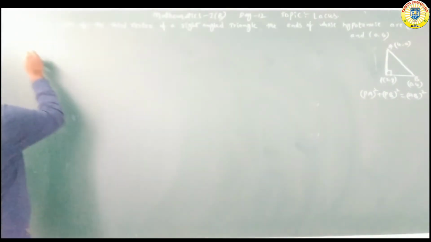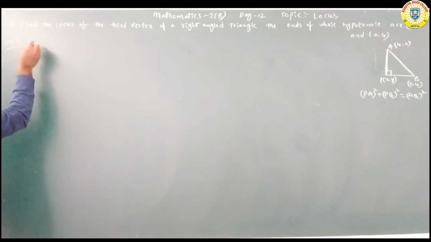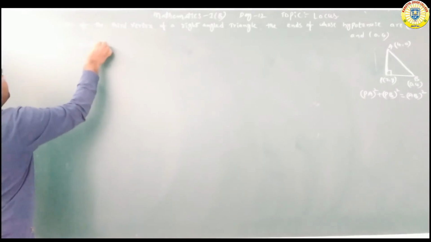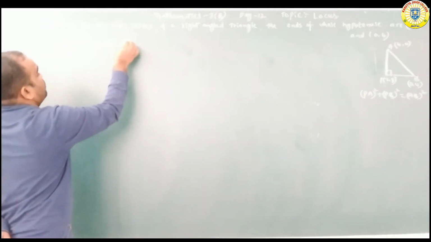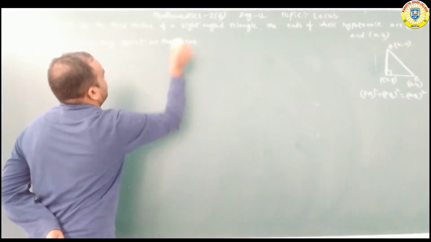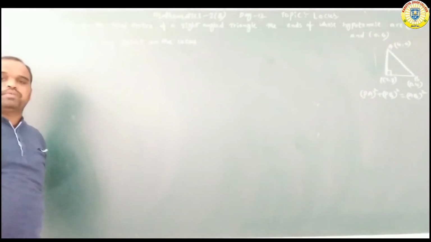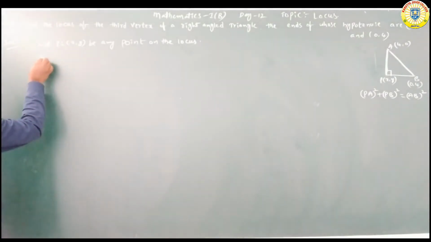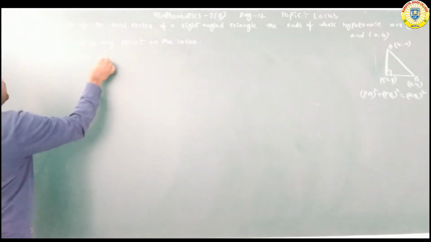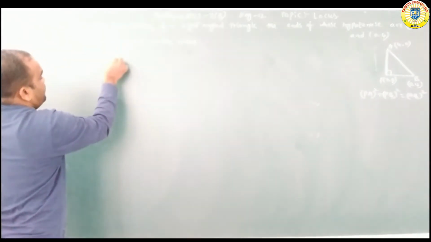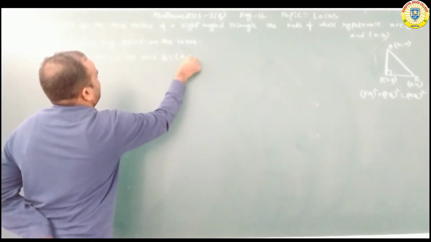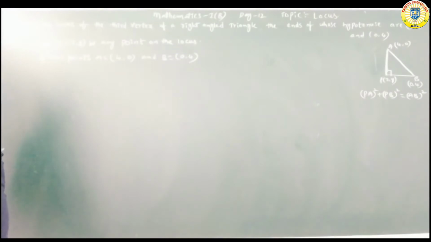Okay now, see the solution. First, let P equal (x, y) be any point on the locus. Here the given points: what is the value of A? A is (4, 0). And what is the value of B? B is (0, 4).